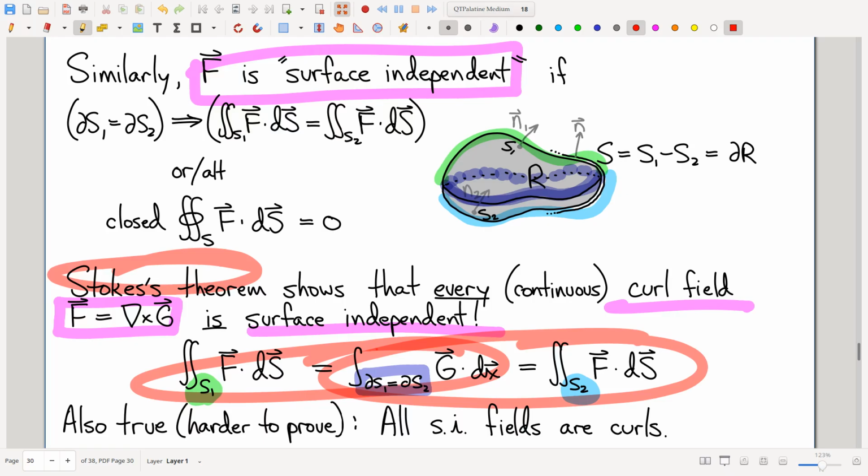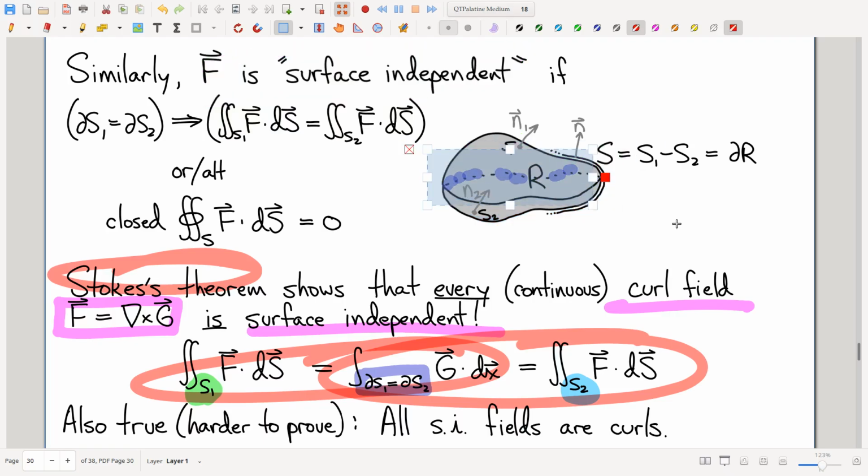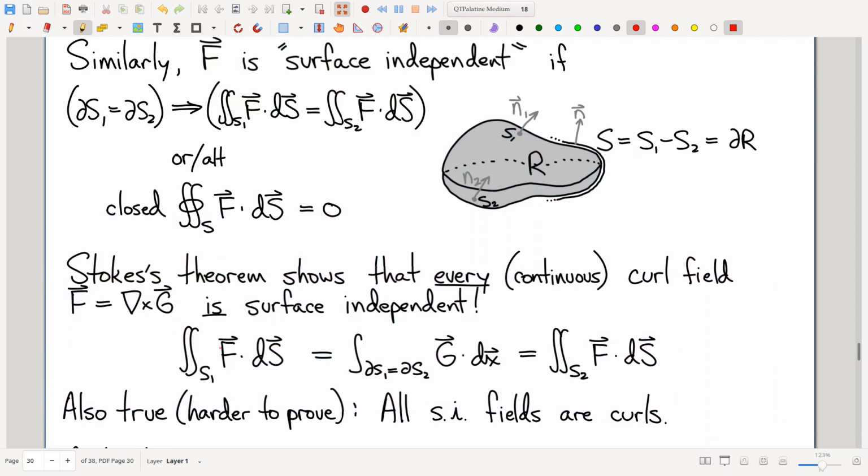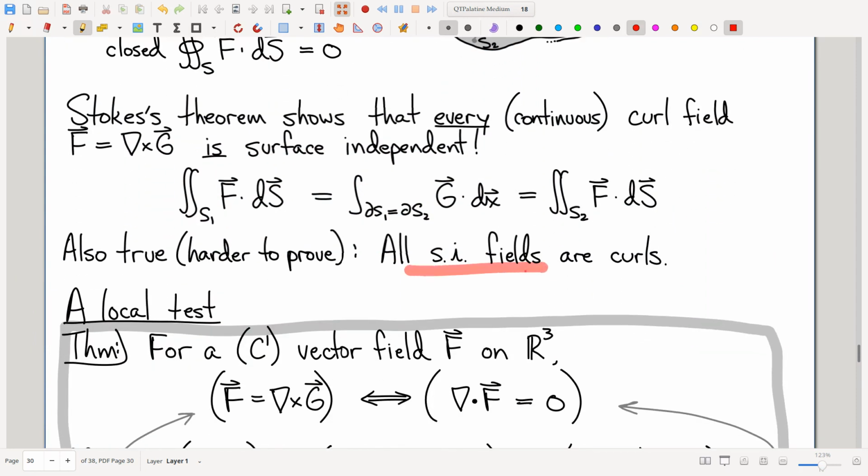Now, harder to prove, still true, and something that you should know for our purposes here: not only is every curl surface independent, every surface independent field is also a curl. Let's not worry about regularity issues. That's not what this course is about. So as far as nice, appropriately regular vector fields are concerned, vector fields that are surface independent are the exact same vector fields as vector fields that are curls of something else. Okay. All right.